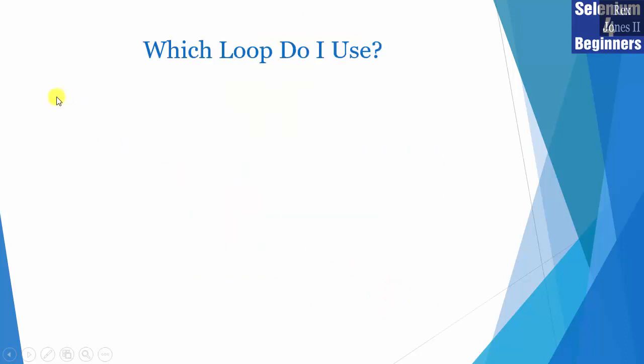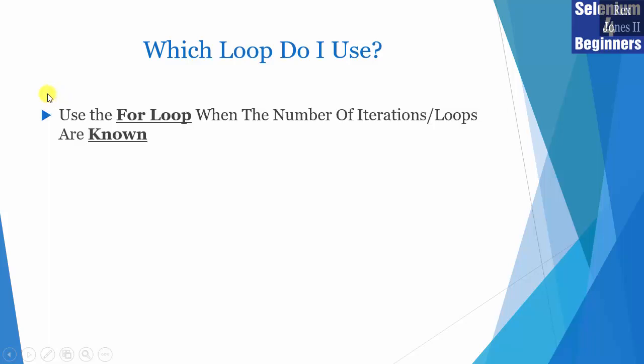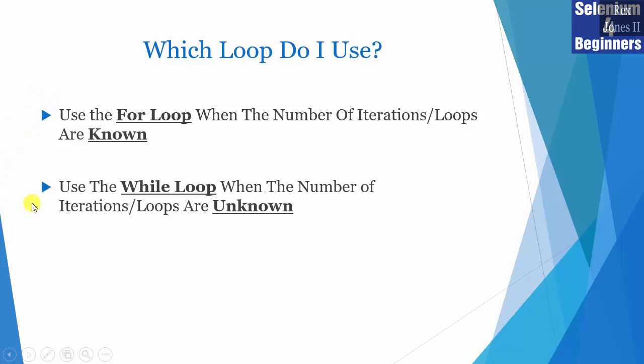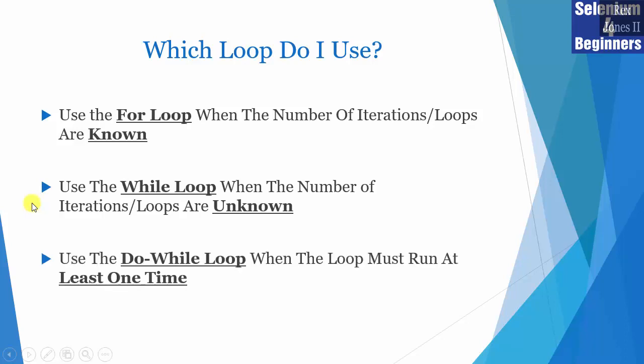Java is flexible when it comes to loops. How do you know which loop to use for a certain task? I recommend using the for loop when you know how many times the loop should run. The while loop should be used when you do not know how many times the loop should run. The do-while loop is used when the loop must run at least one time.